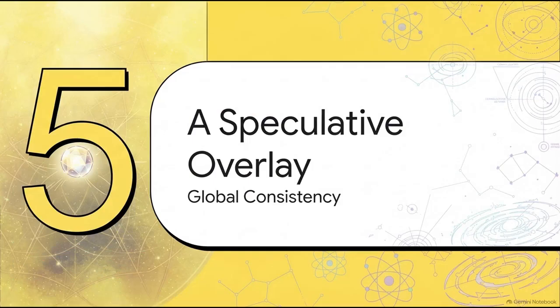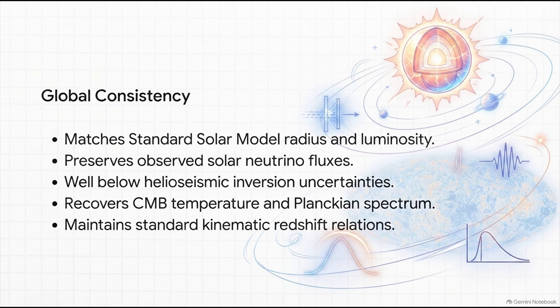Bringing us to Part 5, a speculative overlay. Let's look at its compatibility with established science. Dr. Rehan goes to great lengths to validate that this model doesn't just destroy standard astrophysics. It perfectly matches our sun's radius and brightness. It preserves the exact neutrino fluxes we detect in underground labs like Borexino and Super-K. It stays well below helioseismic inversion uncertainties, which basically means it doesn't disrupt sound waves traveling through the sun.